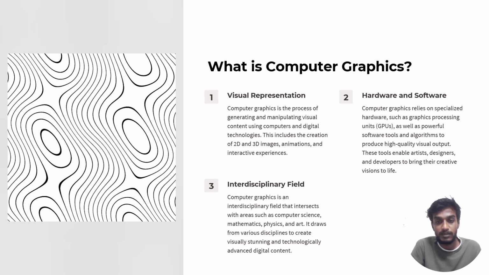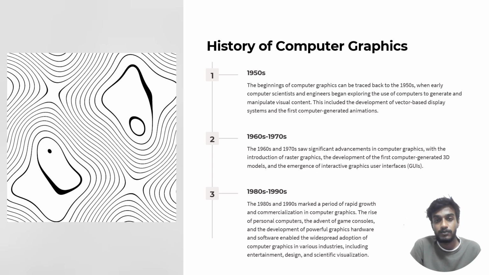Interdisciplinary field. Computer graphics is an interdisciplinary field that interacts with areas such as computer science, mathematics, physics, and arts. It draws from various disciplines to create stunning visuals and technological advancement in digital content. So, history of computer graphics.